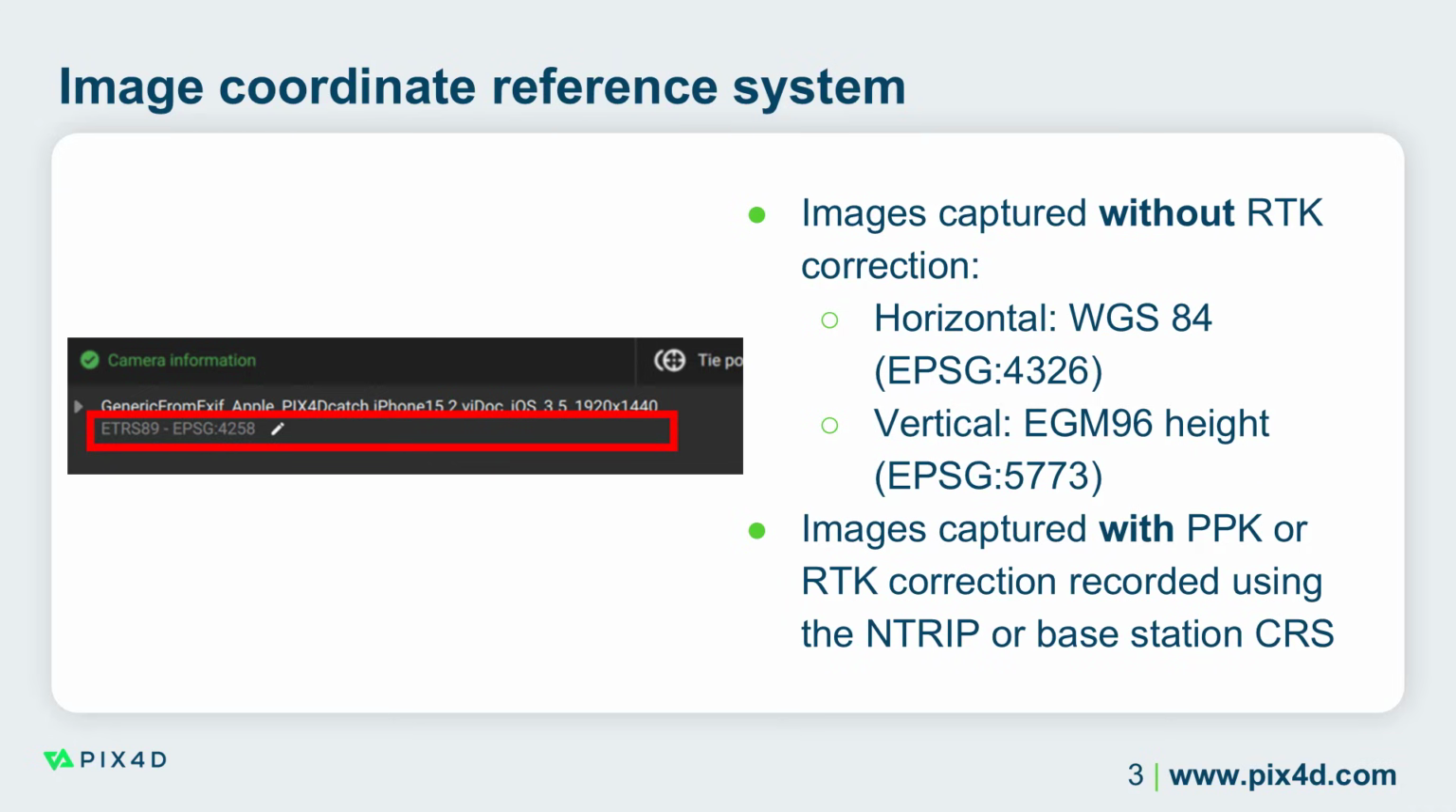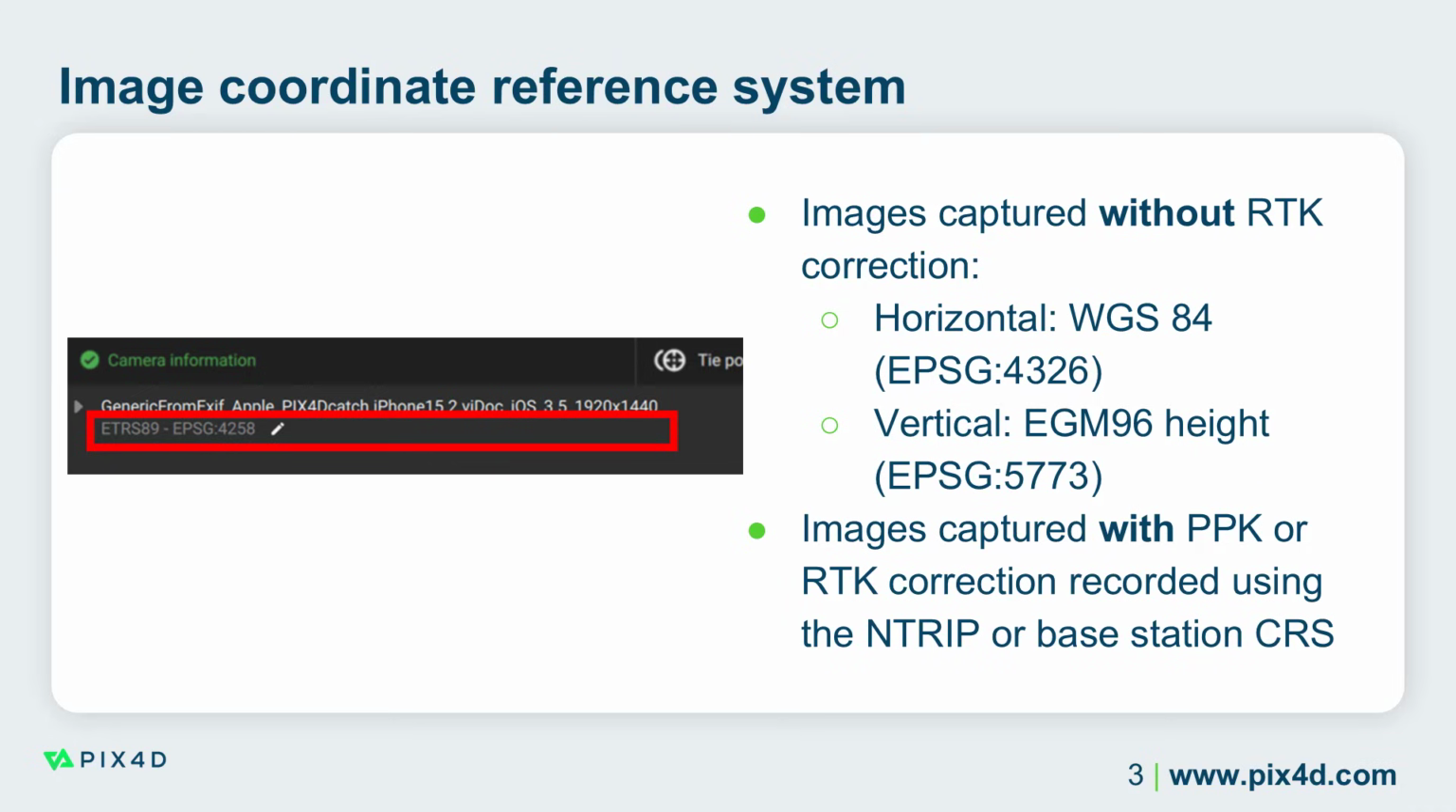If you are working with Pix4D Catch without connecting to a compatible RTK device, the images will be captured using WGS84 for the horizontal CRS and EGM96 for the vertical CRS. If you capture images with Pix4D Catch connected to a compatible RTK device or are flying an RTK-equipped drone, the images will be captured using the N-Trip input coordinate reference system. The image coordinate reference system is always a geographic CRS.